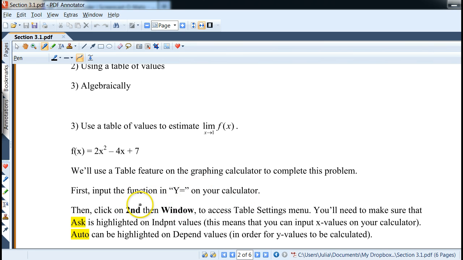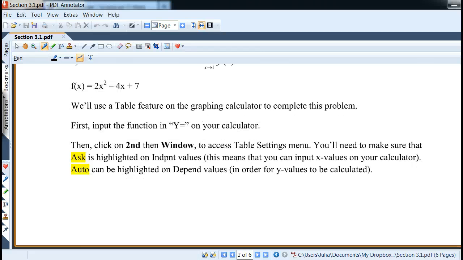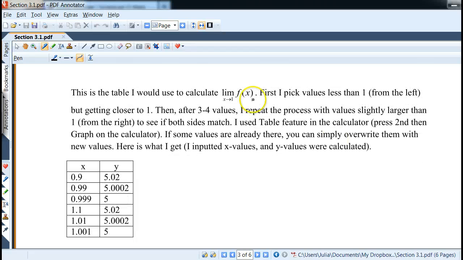Then you may want to adjust your table settings to use a table on your calculator, which is second then window. What you want to do is make sure that Ask is highlighted, because you can input values for the x value, so it's on the independent. Leave Auto on the y, or the dependent values, because you want them to be calculated. You want to do that the first time, and usually the setting is saved for later. This is actually the table that I input on my calculator, and even if some values are there, you can start overwriting them.